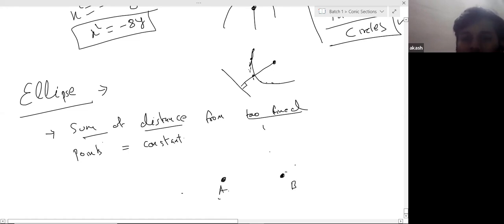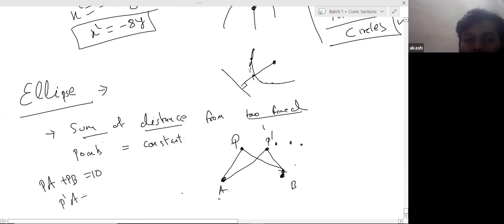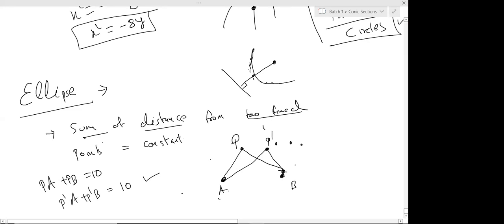And the collection of all the points in that plane where the sum of these distances, let me call this P, PA plus PB, if this is equal to 10, then if there is another point P dash, then P dash A and P dash B should also be equal to 10. Is this clear? Ashma, Shabya, Abdul? So no matter where the points are, the sum is going to be the same. Yes, the sum has to be the same.